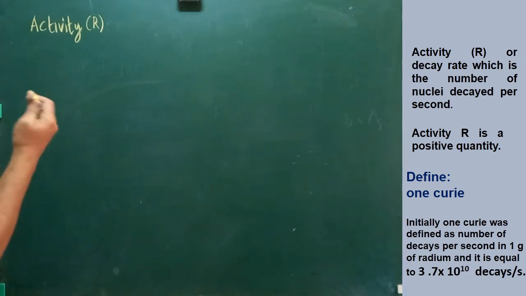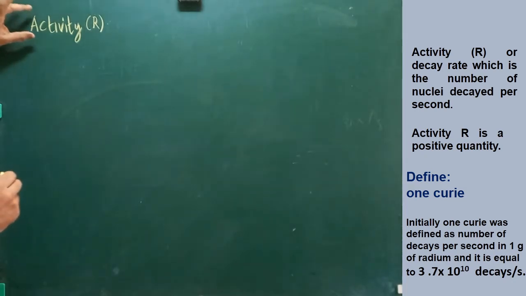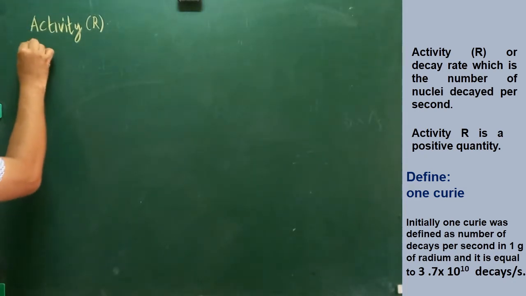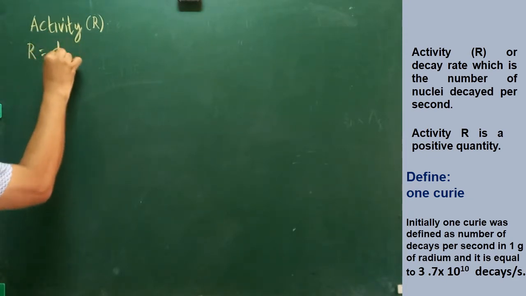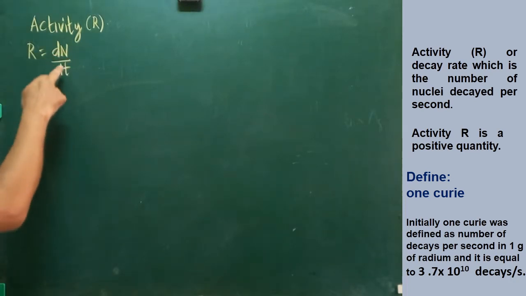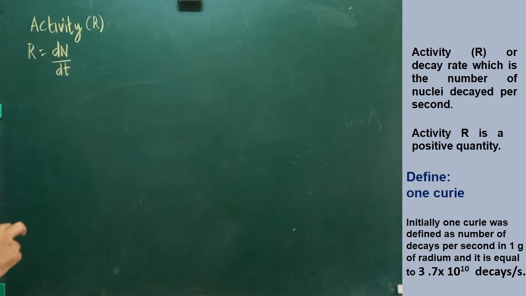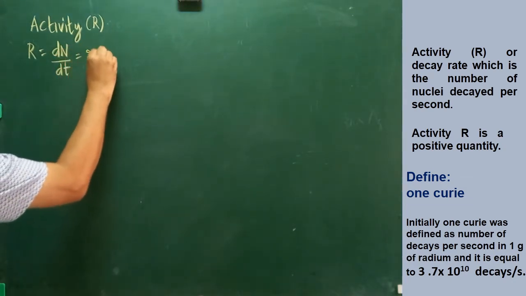It may be natural radioactivity or artificial radioactivity. The rate of decay can be measured by using the factor called activity. So R is nothing but activity, which can be measured by the formula dN by dt. This dN by dt expression was already introduced while deriving the law of radioactivity. So dN by dt is nothing but the rate of decay.